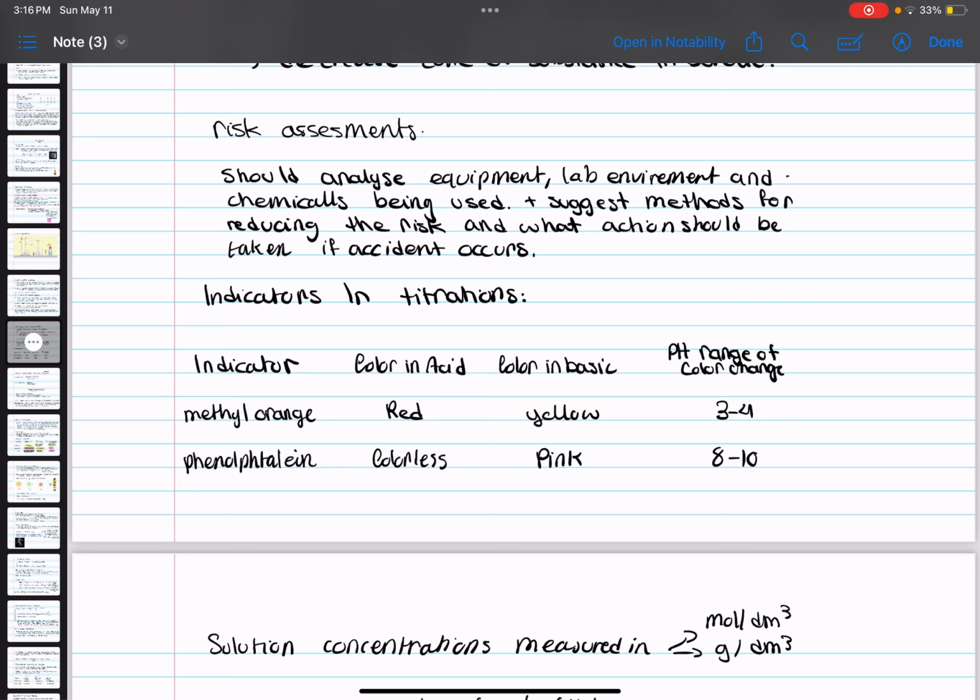So risk assessment is analyzing the equipment, lab environment, and chemicals being used, suggesting methods to reduce risks, and what actions should be taken if the risks occur.